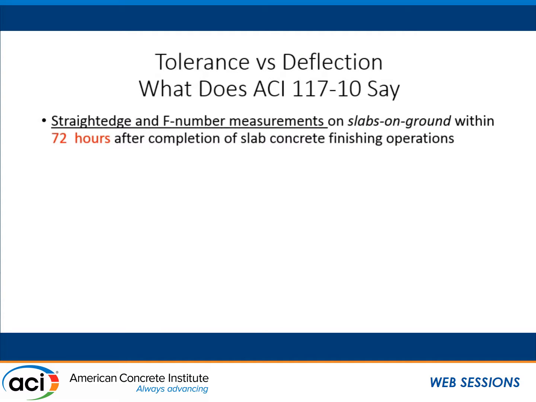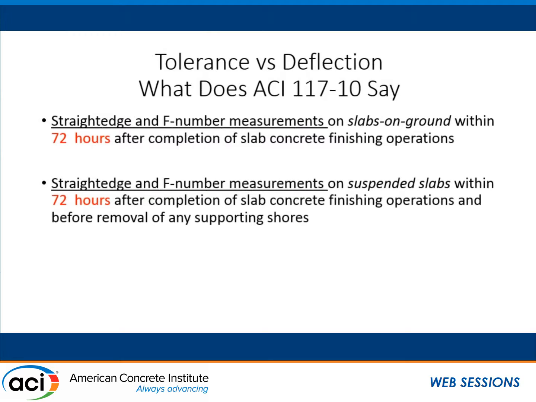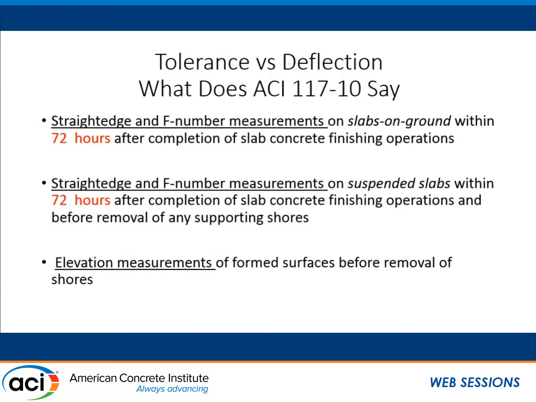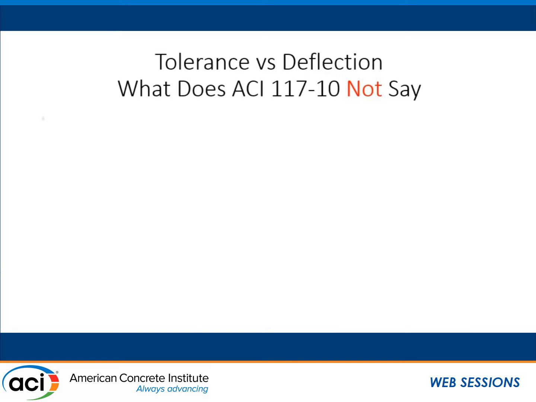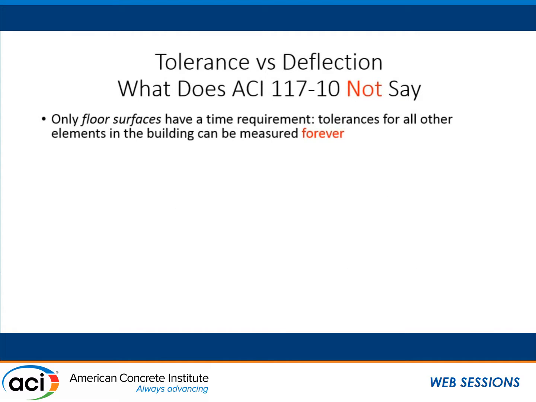So what does ACI 117 say? Straight edge and F-numbers on suspended slab, 72 hours, or an operation has to exist, right? Removal of shores. Elevation measurements, form surface before removal of shores, right? So far we're good. Well, what does 117 not say? This is only for floor surfaces. What about for columns, beams, walls?